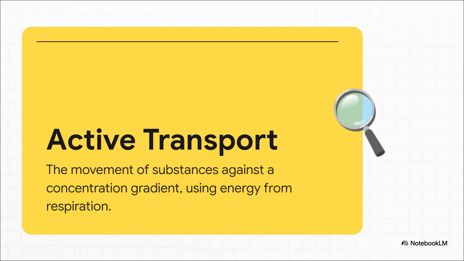Active transport is the movement of substances against a concentration gradient, and it uses energy from respiration to do it. See those two key parts? Against the gradient and uses energy. This is no free ride. The cell has to pay an energy bill to make this happen.